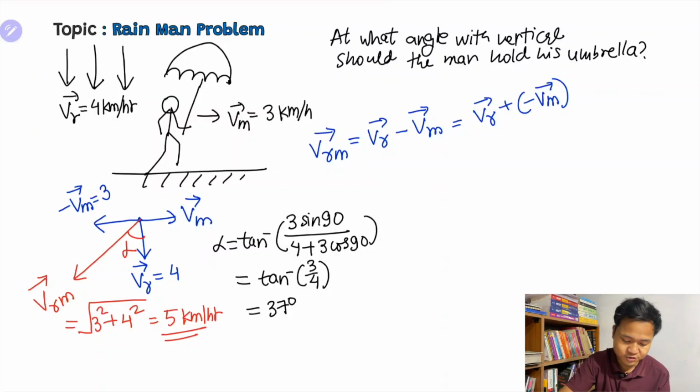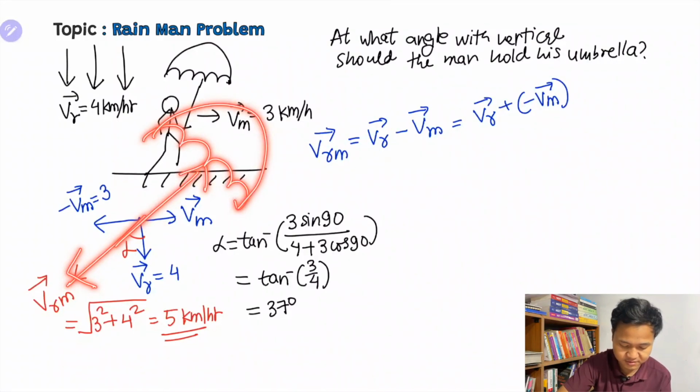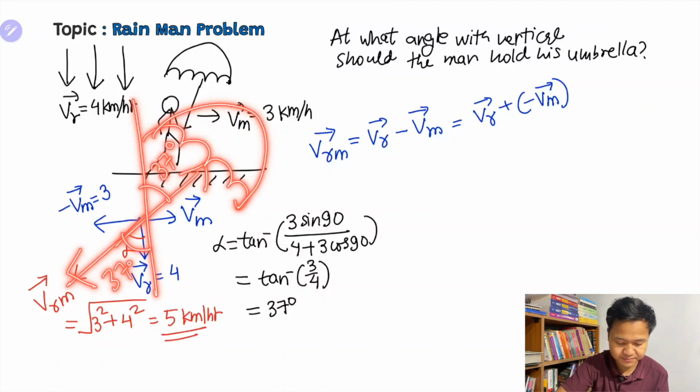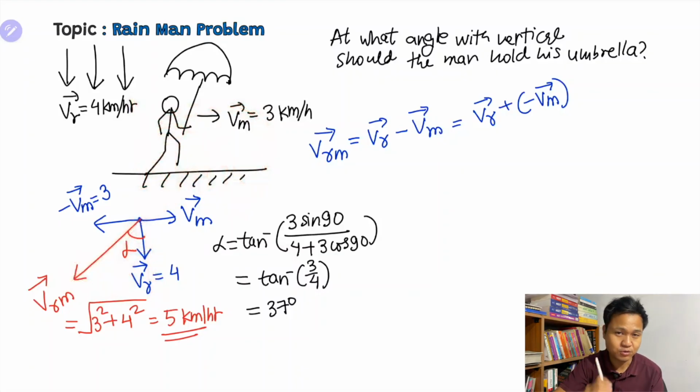So that means the man has to hold his umbrella like this. At what angle? This is 37, so therefore this should be 37. He has to hold the umbrella at an angle of 37 degree with the vertical. So that is the answer.